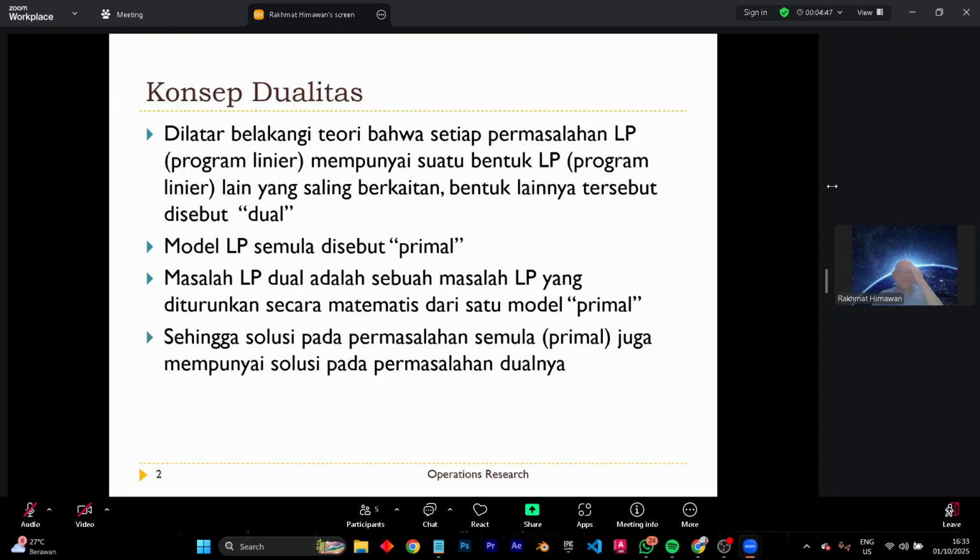Remember that we have our previous simplex. We call it simplex primal. And if we have a non-primal, remember, if we use two phase or big M, it's not primal anymore. So why do we call it primal? Because we have what we call dual. This is why it's called the duality concept. Meaning, actually, everything primal will have the dual.